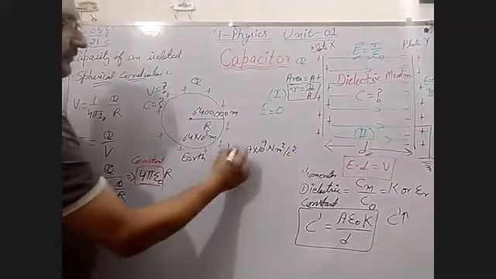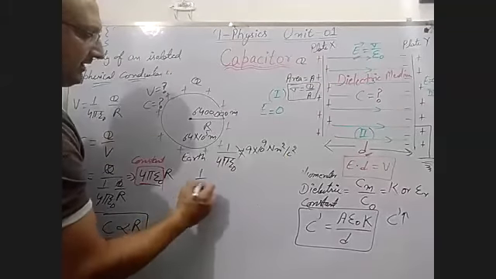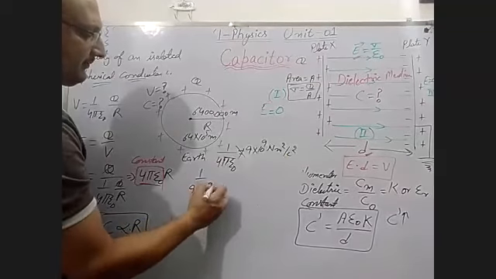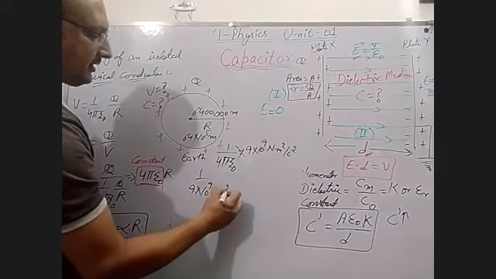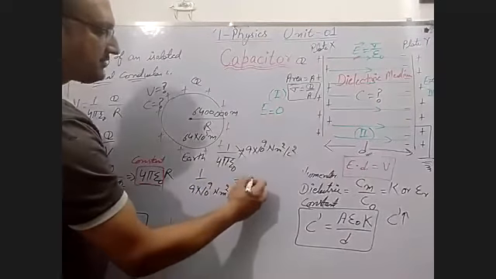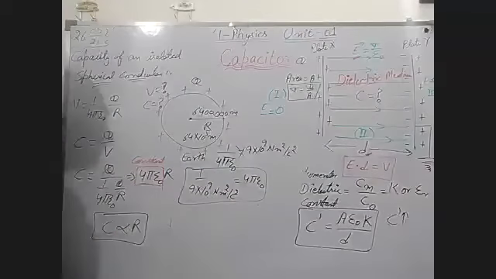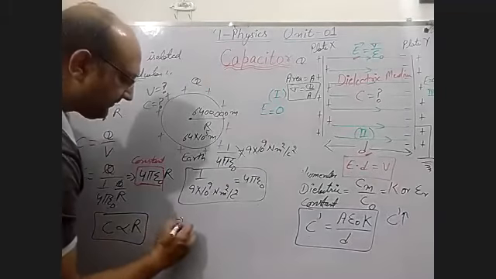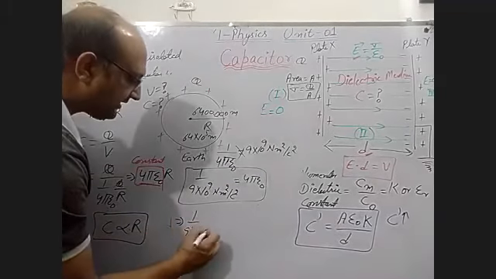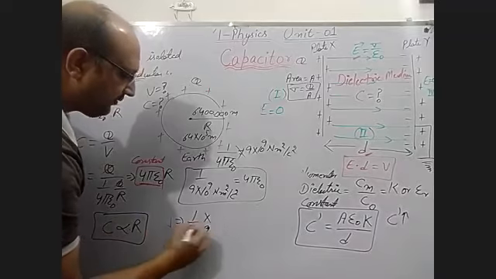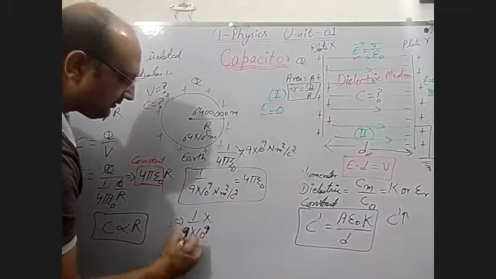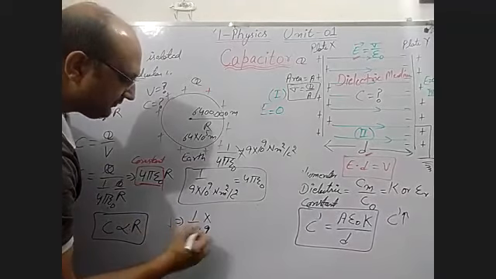But cross multiply it, then you have to take the value of 4 pi epsilon naught in this case as 1 upon 9 into 10 raised to the power 9. Means 1 upon 9 into 10 raised to the power 9. You have to solve like this.